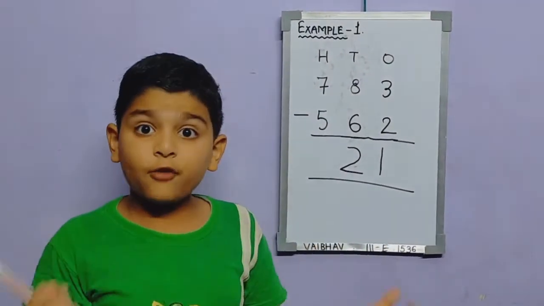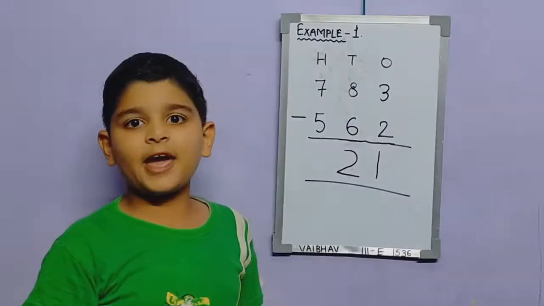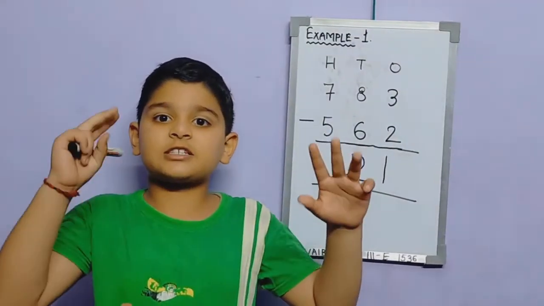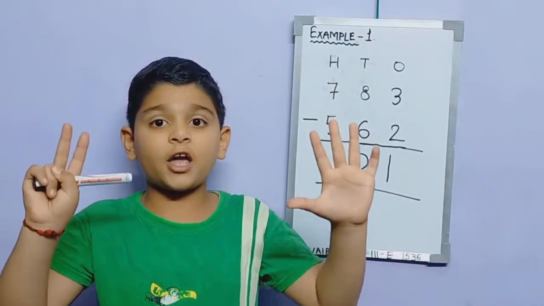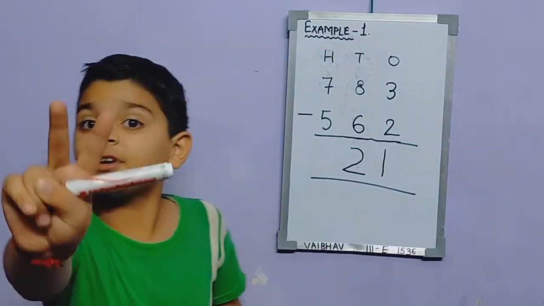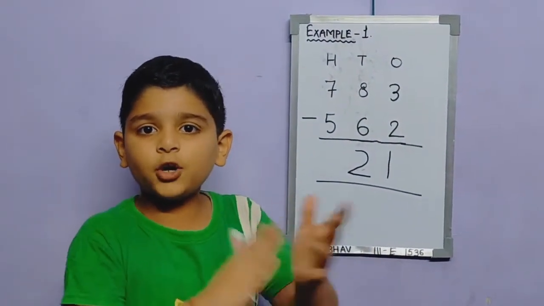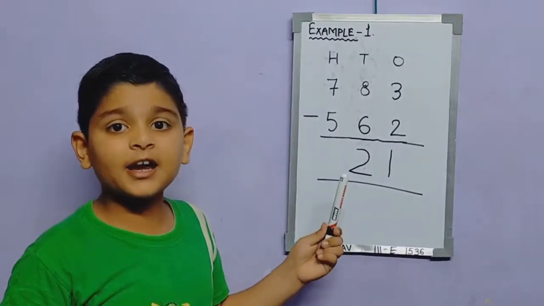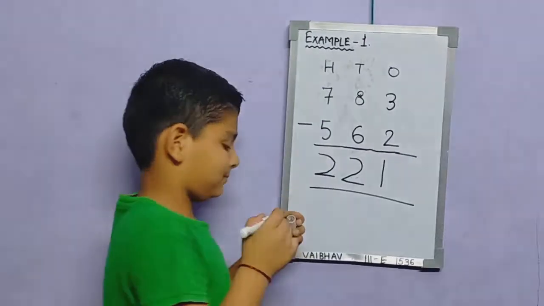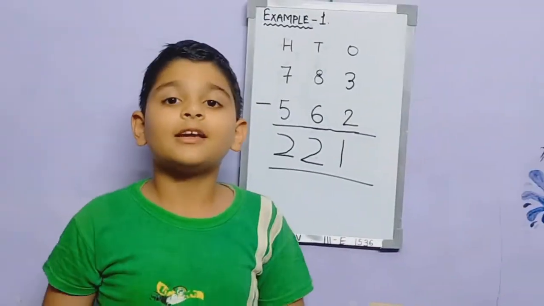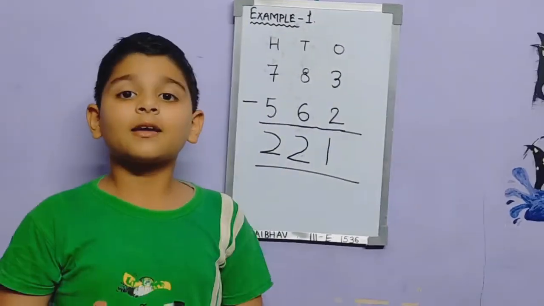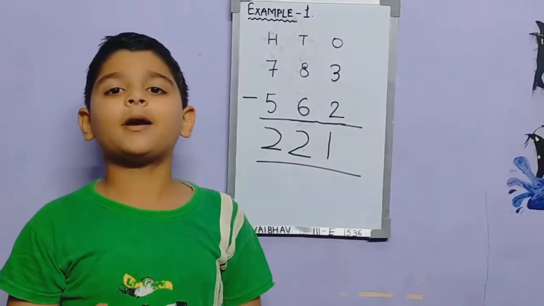So friends, now we will come to the hundreds place. Here is 7 minus 5. 5, 6, 7. Now I have to minus 5. 1, 2, 3, 4, 5. How many are left? 2. Very good, friends. Now I will write a 2. So the final answer is 221. Let's move to another example.